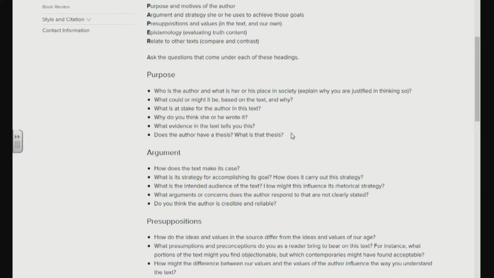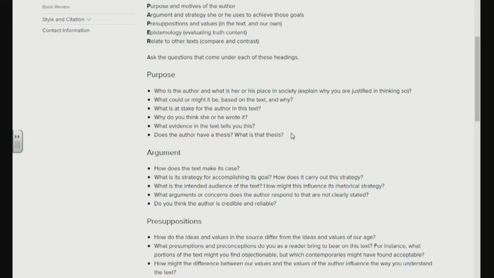You want to try and figure out why you think they wrote it, and that's related to the other question: what is at stake for the author? And what evidence in the text tells you this. So when you come up with an answer to any of these questions, you really need to be able to say why in the text you think this is the case.